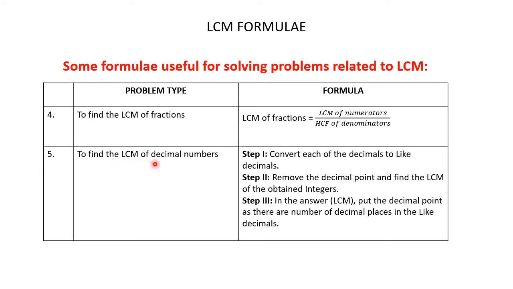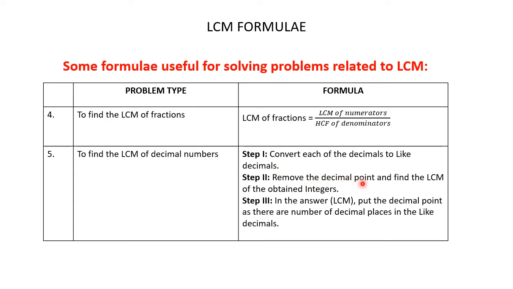Now, to find the LCM of decimal numbers, you have to follow these 3 steps. First, convert each of the decimals to like decimals. Like decimals are decimal numbers that have the same number of digits after the decimal point. So, convert each of the decimals to like decimals first.